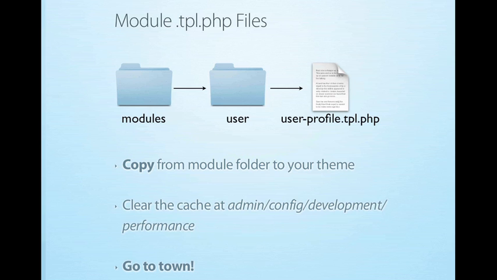Drupal, as we said, provides a set of default markup, and it does so by providing default template files. The user module, for example, provides a file named user-profile.tpl.php. This contains the HTML markup for a user's profile page. If you want to override that markup inside of your theme, what you can do is copy that template file from Drupal core into your theme, go ahead and make any changes to the copied version of the template file, and then clear the cache so that Drupal finds your version of the template file and starts making use of it.